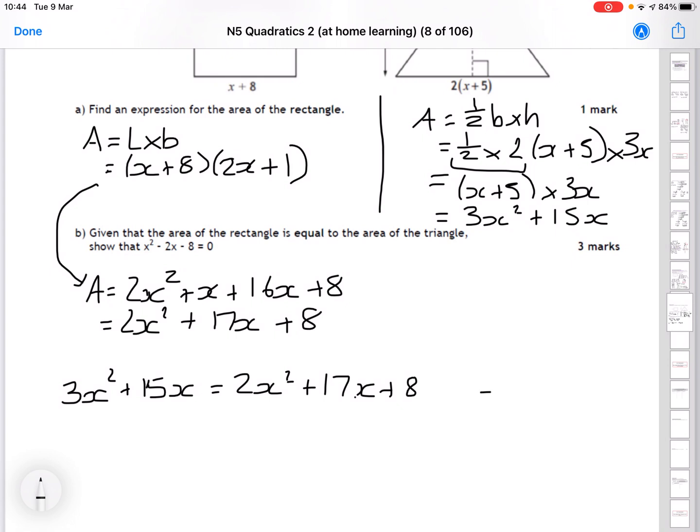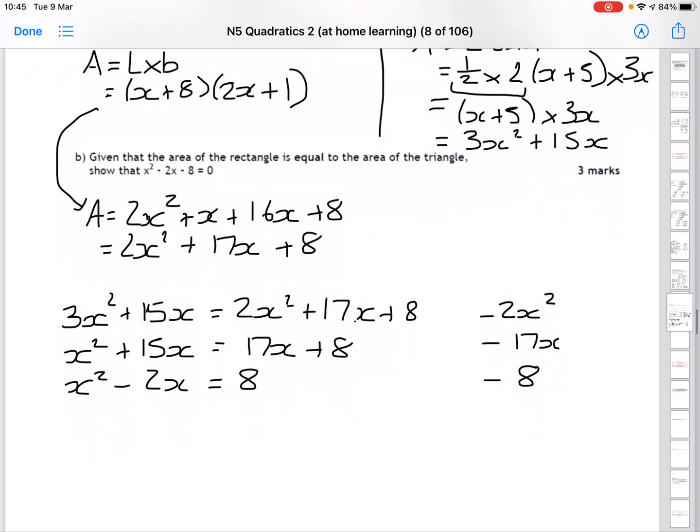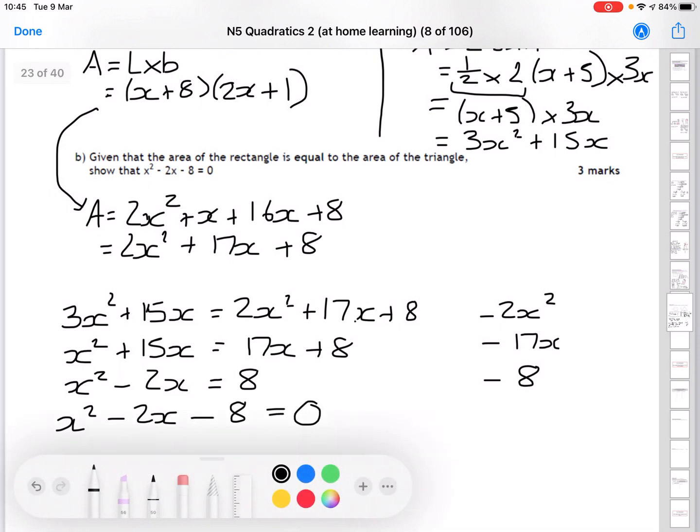I'm going to take away 2x squared from both sides first. That will leave me x squared, which is why I put the larger of the two x squared terms on the left-hand side, plus 15x equals 17x plus 8. Then I'm going to take away 17x from both sides. I'll get x squared minus 2x equals 8. Then I'm going to take away 8 from both sides so that everything is over on the left-hand side. That leaves me x squared minus 2x minus 8 equals 0, which is what I was asked for.